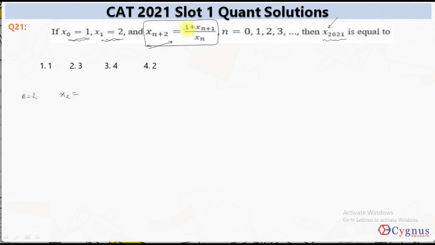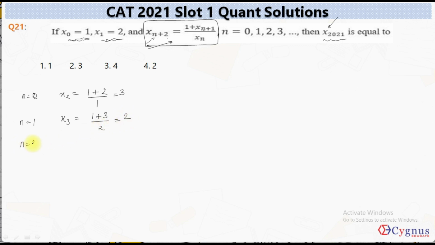x2 is equal to 1 plus x1 by x0, with n equal to 0. What is the value of x1? It's 2, and x0 is 1. So I'll get x2 equal to how much? I'll get 3. Similarly, when you put n equal to 1, you'll get the value of x3. x3 is equal to 1 plus x2, what was the value of x2? 3, by x1. x1 is 2. So I'll get 2 here.